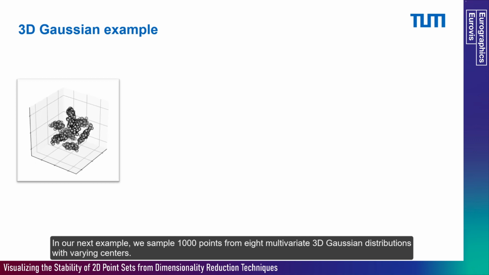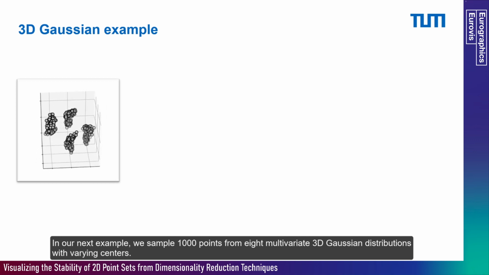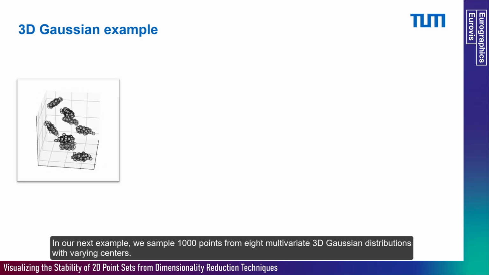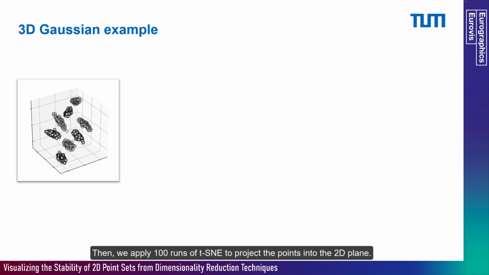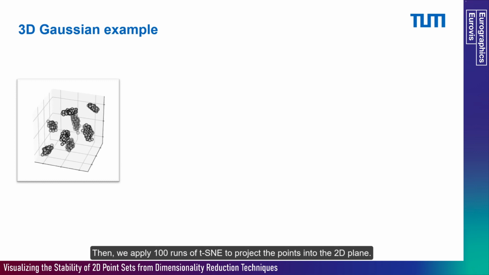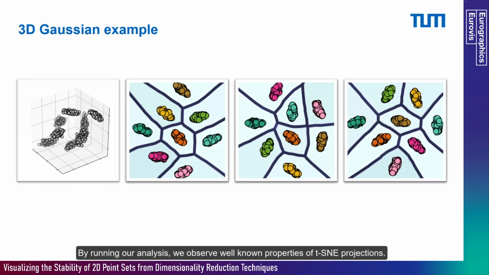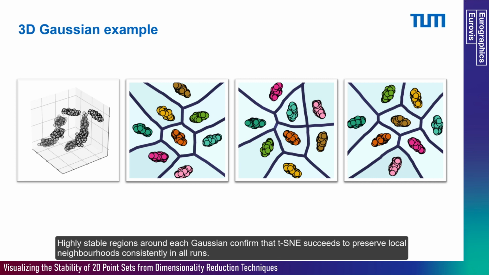In our next example, we sample 1000 points from 8 multivariate 3D Gaussian distributions with varying centers. Then we apply 100 runs of T&E to project the points into the 2D plane. Again, we show 3 randomly chosen projections. By running our analysis, we observe well-known properties of T&E projections. Highly stable regions around each Gaussian confirm that T&E succeeds to preserve local neighborhoods consistently in all runs.